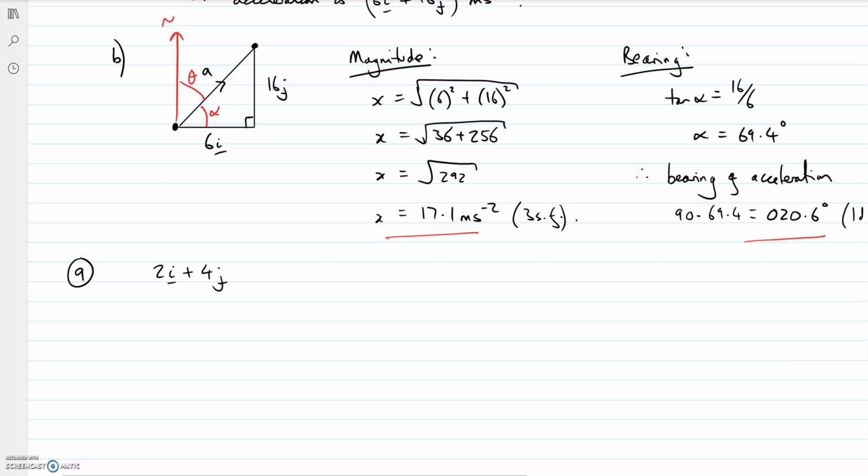We've got F2, which is minus 5i plus 4j. We've got F3, which is 6i minus 5j. And they're all acting on a particular particle. So if they're all acting, the resultant force will be all these added together.